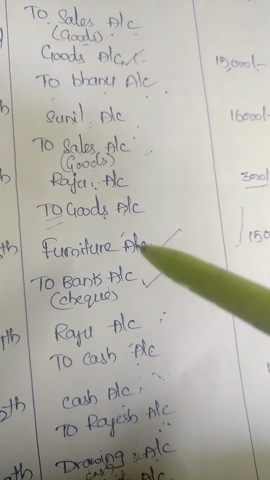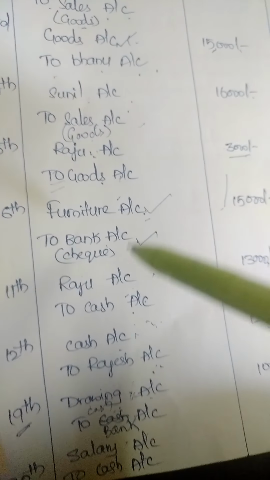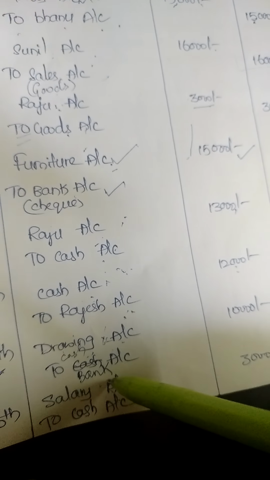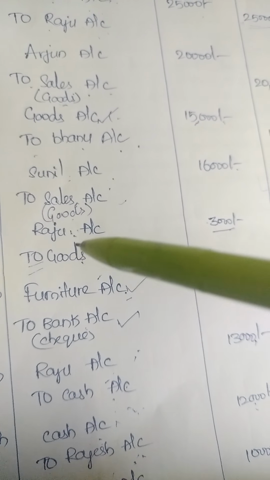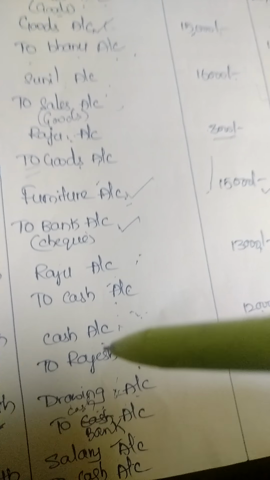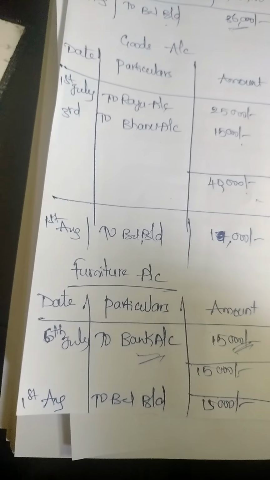Is there any transaction where furniture account appears? One furniture account we find. Is there any other furniture account? No. Now what we have to do? Again we have to check to furniture account. To furniture account is to Ramu, to Raju, to sales, to Banu, to sales again, to goods, to bank, to cash, to Rajesh. So furniture account is there under journal. Now how to write this transaction: 6th July to bank account 15,000 rupees.